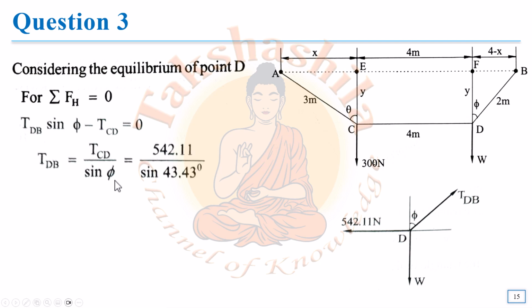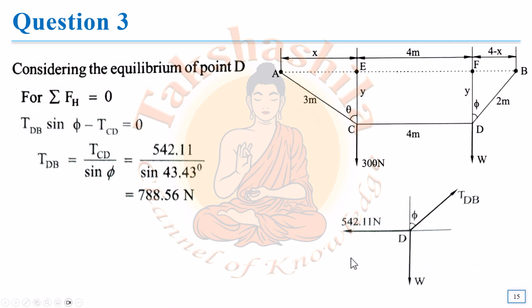Now we will substitute the values. From this, TDB is equal to TCD divided by sine phi. Here TCD is 542.11 and phi is obtained as 43.43. Substitute that value and get the value of TDB. TDB in this case is 788.56. So we obtained the value of tension in this rope also. But our target is to find the value of W.